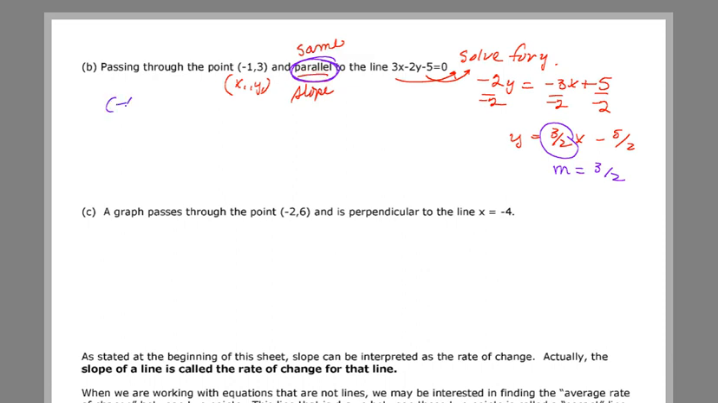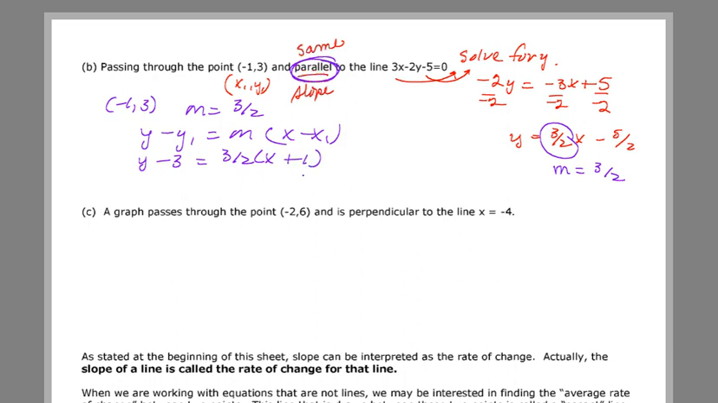When I come over here, I have a point negative 1, 3, and I'll have a slope of 3 halves, and we can very easily fill in the y minus y1 equal m times x minus x1 format. Let me make sure I did this right. Negative 2y, so we'll subtract 3x, add 5, divide by negative 2, and so, yes. So let's fill in our information. y minus 3 equal to 3 halves times x plus 1 because of the double negative.